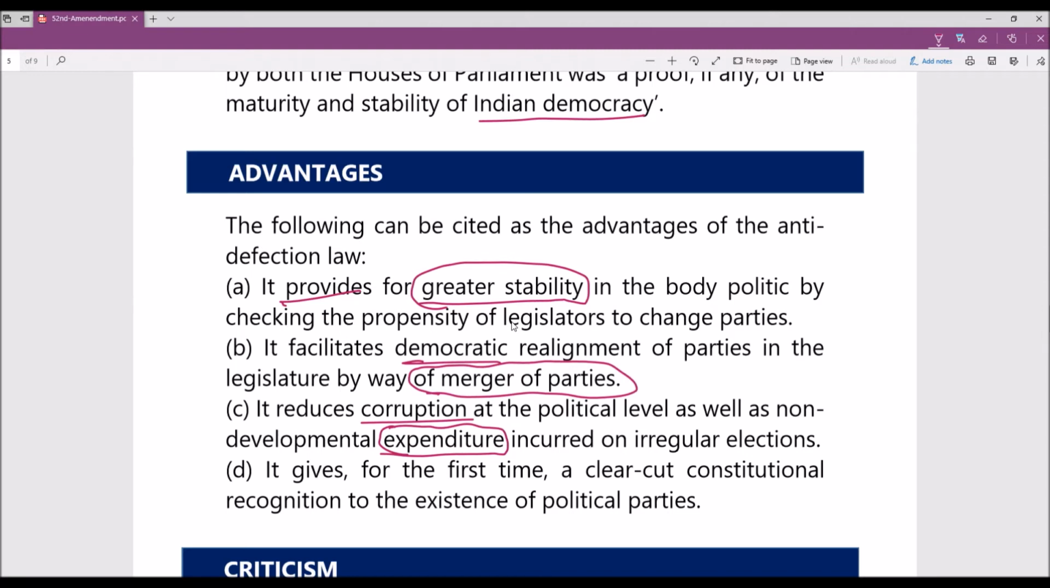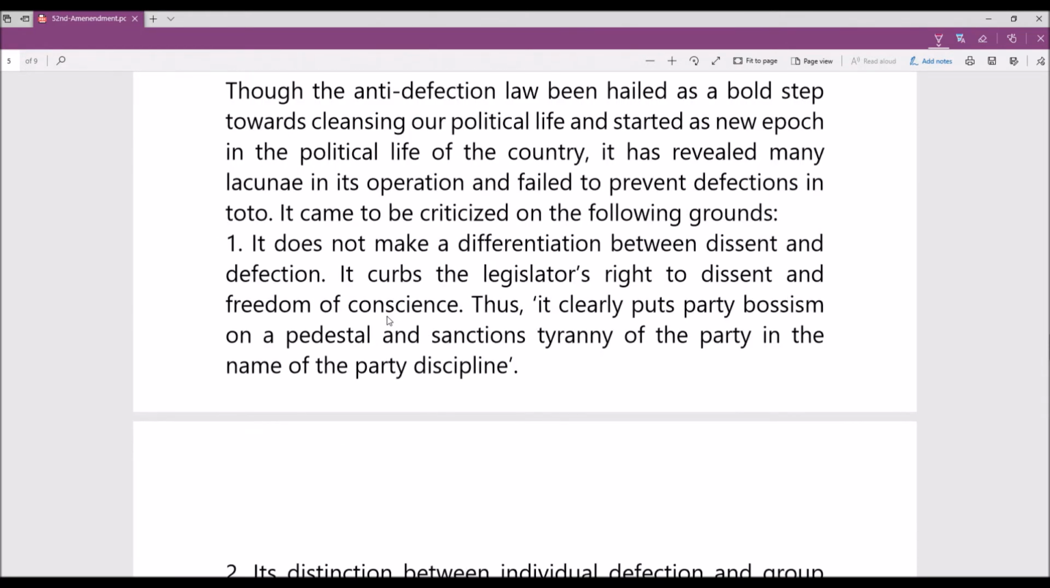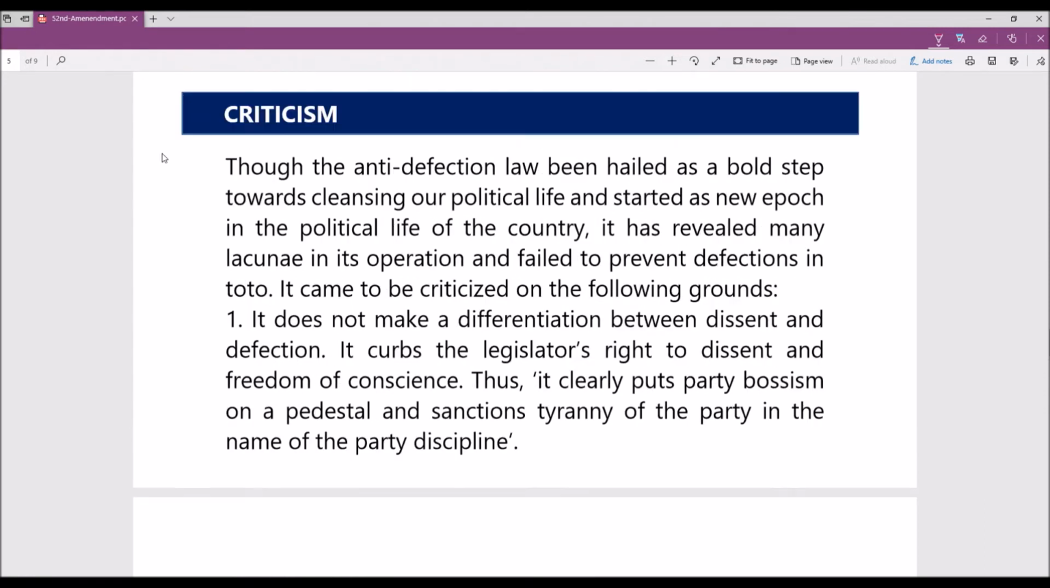It gives, for the first time, clear-cut constitutional recognition to the existence of political parties. These are the important points. So what is the criticism? The criticism is that though the anti-defection law has been hailed as a bold step towards cleansing our political life, a new epoch, that is an era, in the political life of the country, it has revealed many lacunae. Lacunae means there are so many gaps in this kind of anti-defection law in its operation, and it failed to prevent defection.